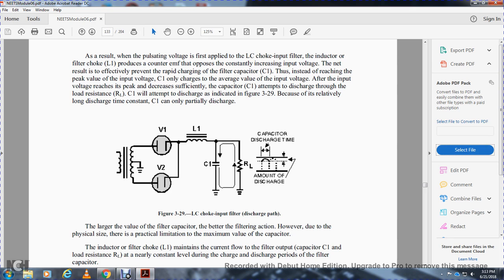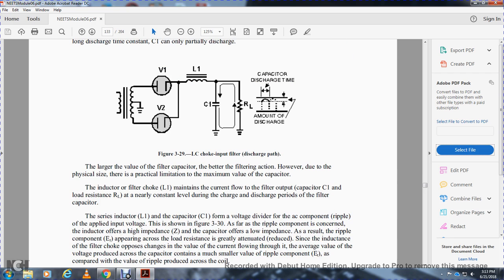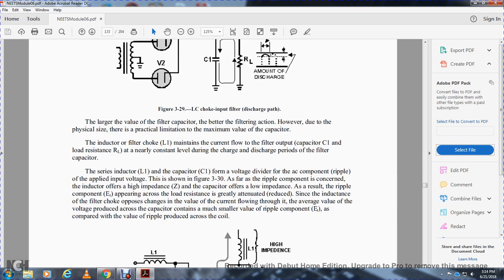So this is your full-wave rectifier, inductor, capacitor, resistor, and its discharge path. A large value of the filter capacitor improves the filter action. However, due to the physical size and practical limitation on the maximum value of the capacitor, the inductive filter choke will maintain the current flow of the filter output, capacitor C1 and load resistor RL, normally constant during the charging and discharging periods of the filter capacitor.